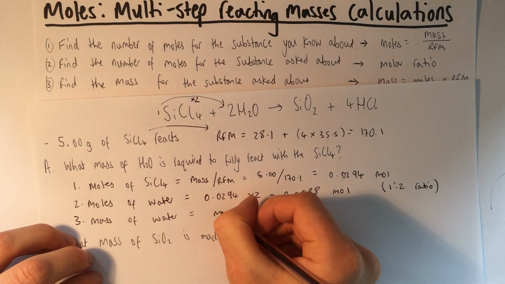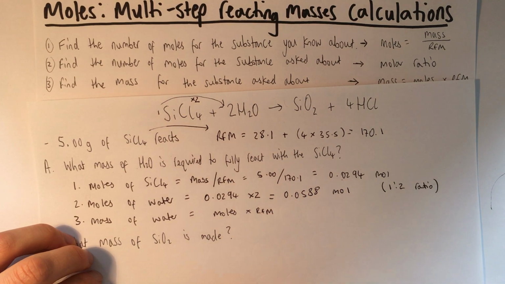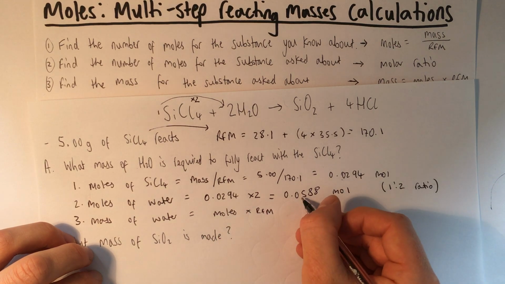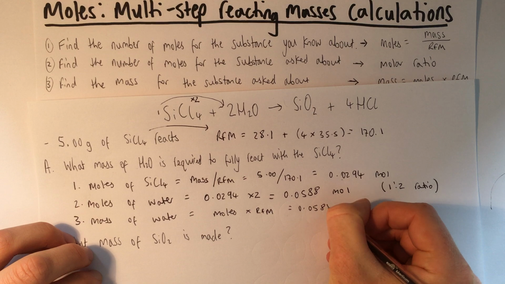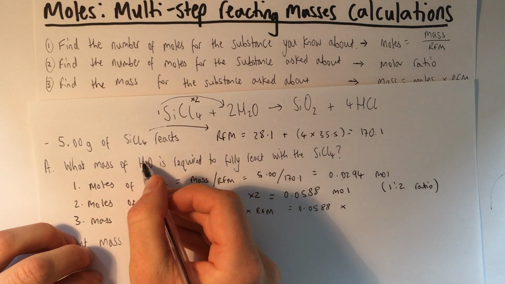Because mass is moles times relative formula mass, I need to know the number of moles of water. I've just worked that out. It's 0.0588. And I need to know the relative formula mass of water, H2O.